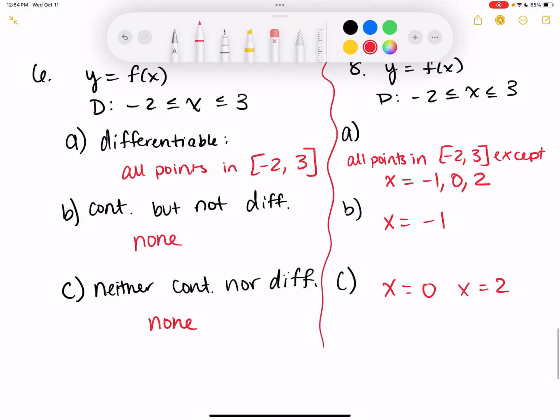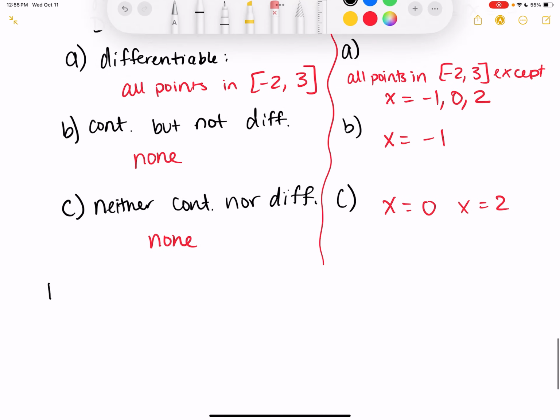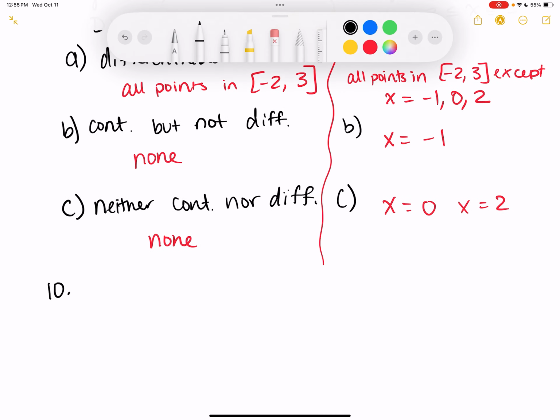Since we're supposed to spend several days on this section, let's do another one. Why not? Same instructions, but number 10. I just feel like it's good to be able to visualize, because the more you see it, the more it will make sense, hopefully. So for 10, we have still y equals f of x, and then the domain is -3 less than or equal to x, less than or equal to 3.